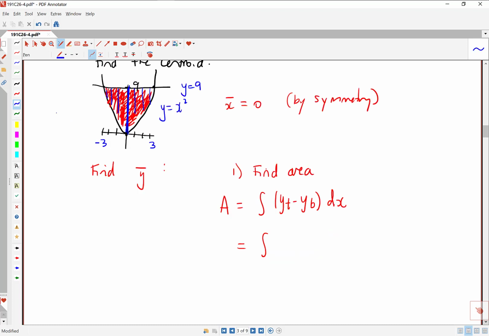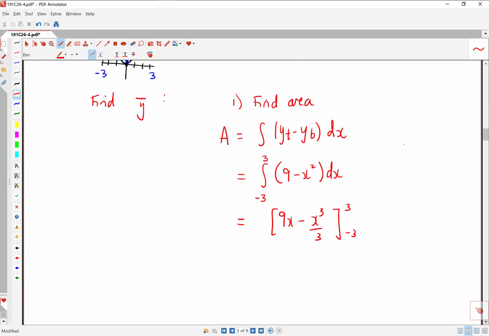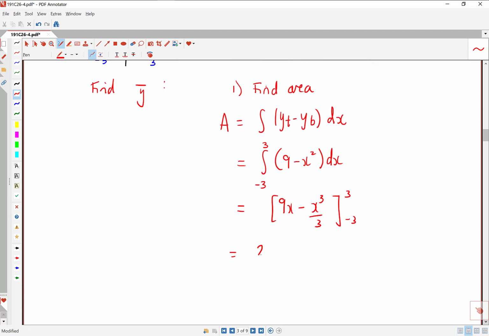So with that, we can put our detail onto our integral. We're going to be integrating from -3 to 3. Y top is 9, subtracting off y bottom, which is x squared, and we're integrating with respect to x. So we're going to have 9x minus x cubed over 3, and we're going to evaluate that at 3 and then at -3. So subbing in 3, we're going to have 27 minus 9, and then we're subtracting off the value at -3, which is going to be -27 plus 9. So overall, what we're getting is 36 for the area. So that's what I would consider to be the first step.